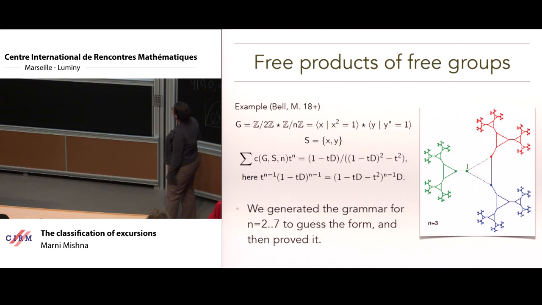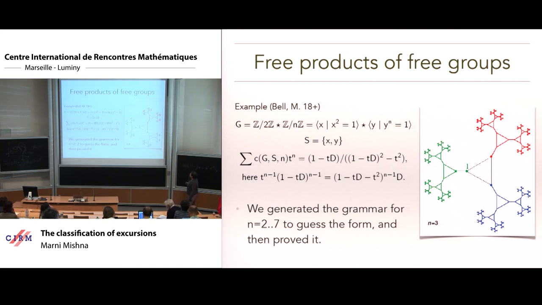Here is an example of the Cayley graph when n is equal to 3. So I have some cubes and I have some squares, and I start at the identity and I want to walk along here until I come back to here. Okay, that is what I'm trying to count. That's the excursion I'm interested in. Here is my generating set and an explicit presentation.